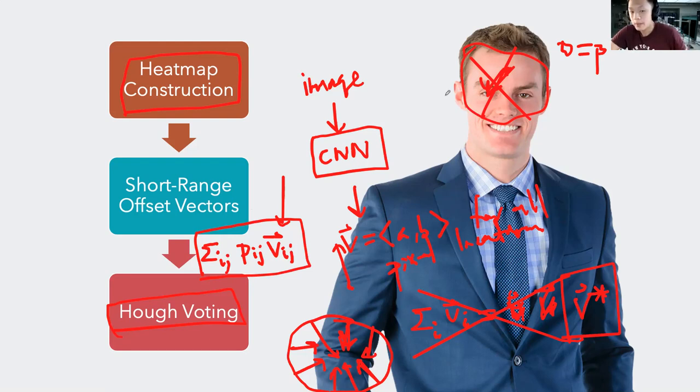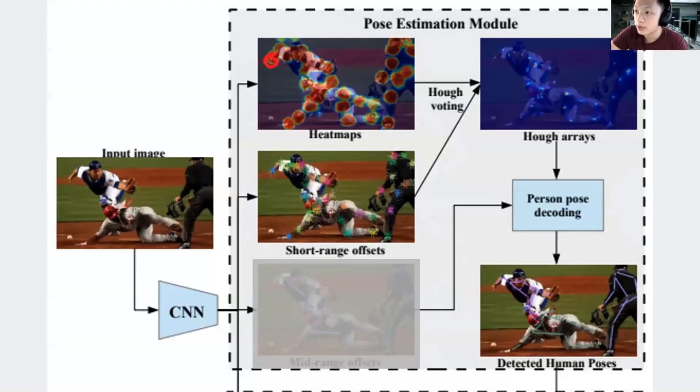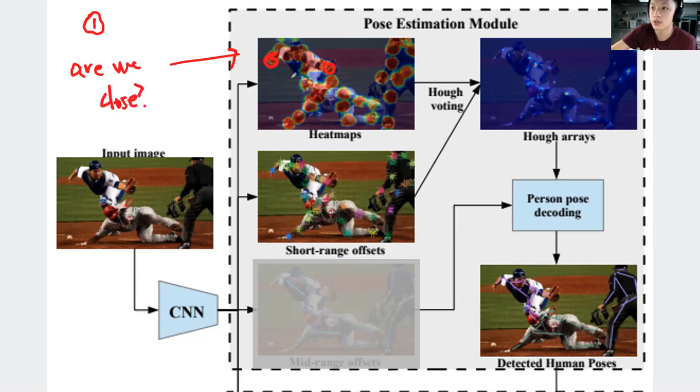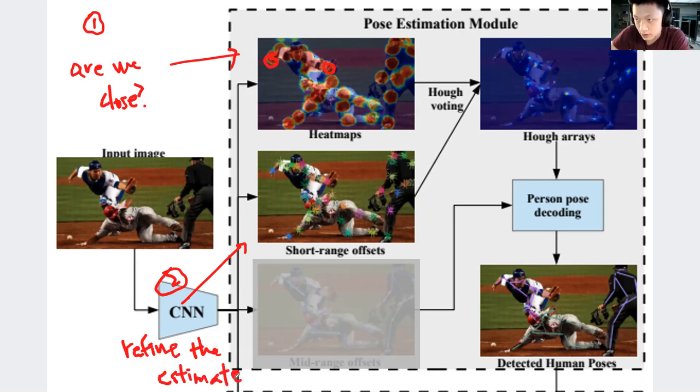Well, to recap everything that we've talked about here, the whole idea is that, first of all, you try to predict for every point in the image, are we close to a key point that we're interested in? So this is step one. And then secondly, this is step two, we want to refine the guess, or refine the estimate. This takes the very coarse estimate of saying, are we close, and makes it a little bit better. It adds all these vectors together and figures out the best option for where to put this key point. So this gives you all the key points.